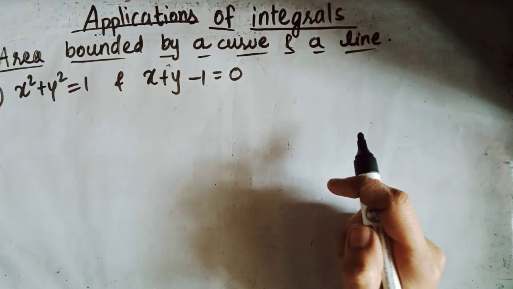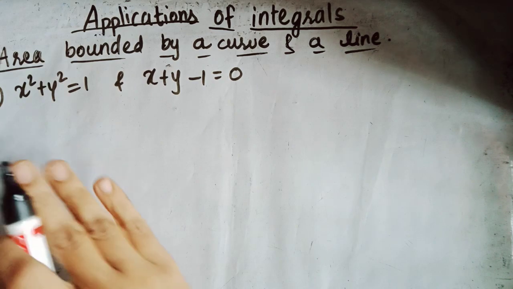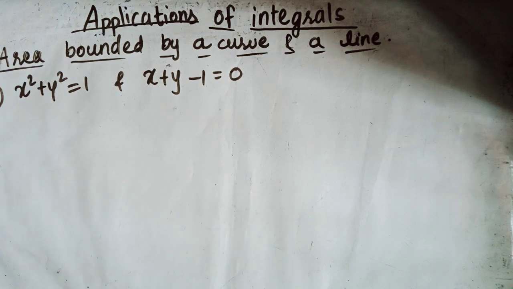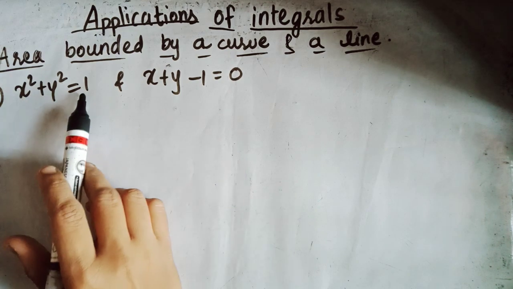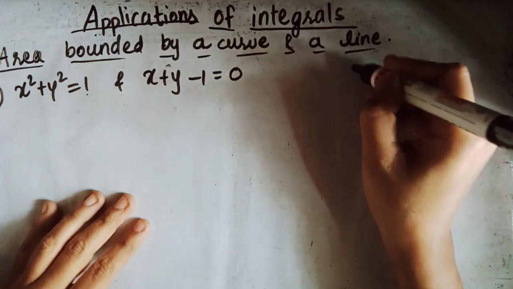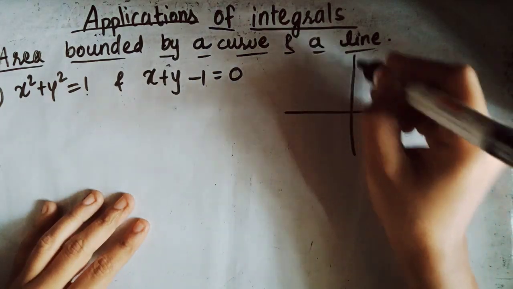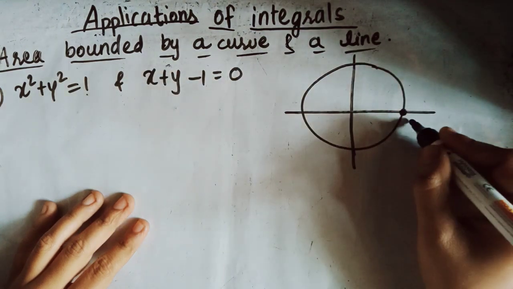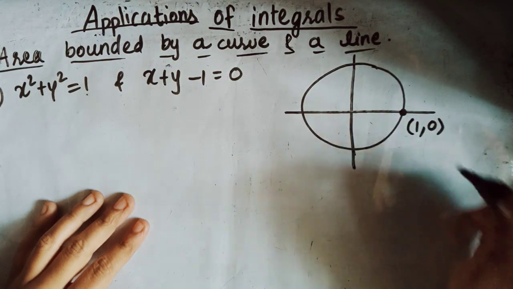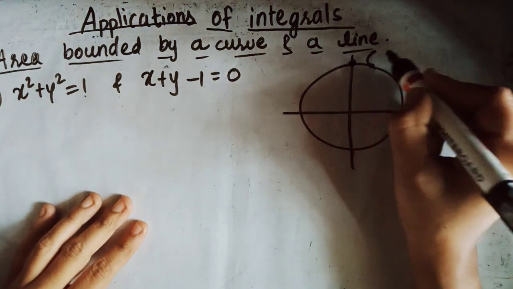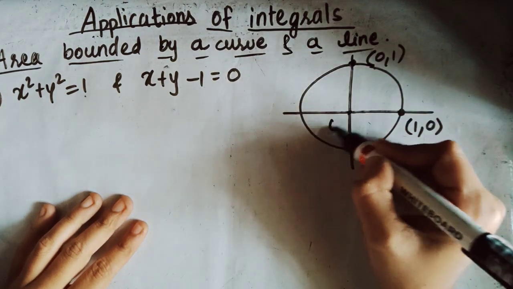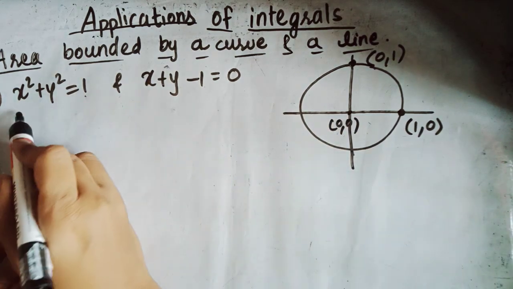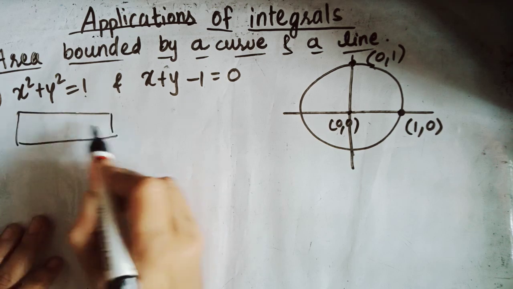Okay, let's solve this. So here one circle is given and one line is given, so you have to find the region bounded by these two. Now the circle's radius is 1. Okay, so draw this circle. The radius is 1, so this point becomes 1 comma 0 and this point becomes 0 comma 1 and this is 0 comma 0. Okay, and this is your line, so you have to first draw the graph of the line.